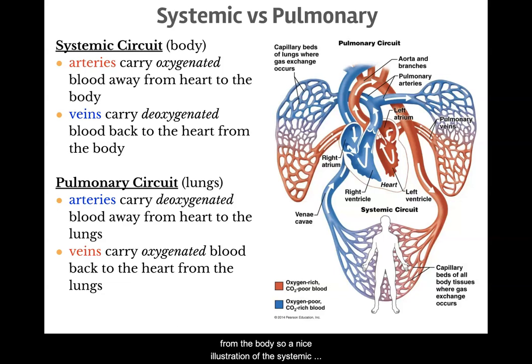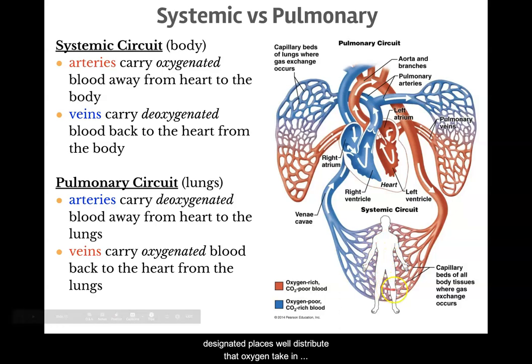So a nice illustration of the systemic circuit is actually located on the bottom. And I'm going to actually start here. Leaving the heart, here I actually have the aorta, which has very, very high oxygen content and very high pressure. It is under high pressure in order to distribute blood, this oxygen, all throughout the tissues of our bodies.